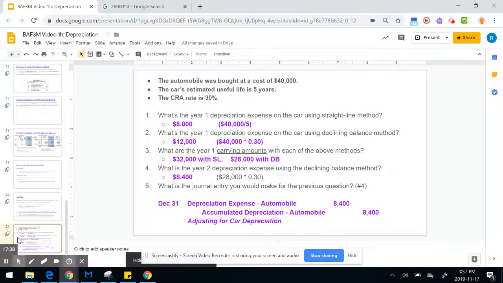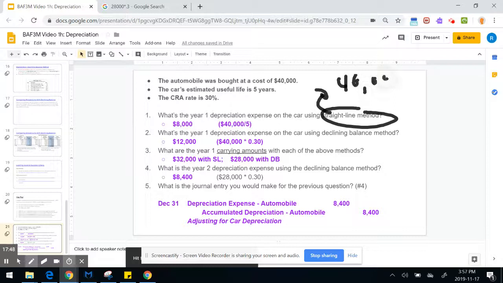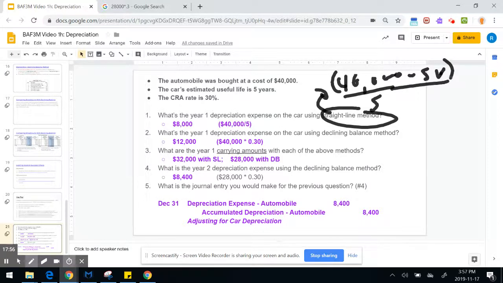All right, and here's all the problems worked out. The only thing I'd just point out is, with the straight line one, if there had been a salvage value, then instead of just doing $40,000 divided by 5 to figure out annual depreciation, you would do $40,000 minus whatever the salvage value is that we'll get at the end for the car. And then you divide that by 5 to get your annual depreciation.